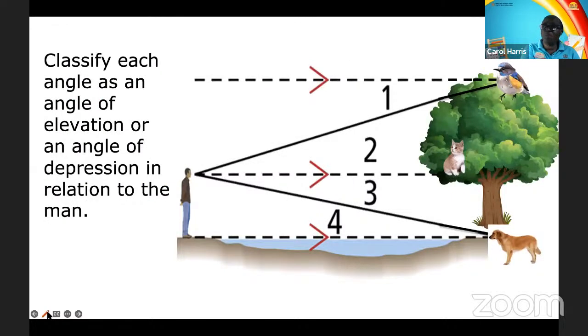What about angle 3? Any thoughts on angle 3? Miss, it is an angle of depression. Depression, okay. And the man is looking where? Down at the dog. Okay. And what about angle 4? Angle of elevation. That's from the dog to the man. Correct. So the dog is looking up at them. The dog would have to look upwards to see the man.